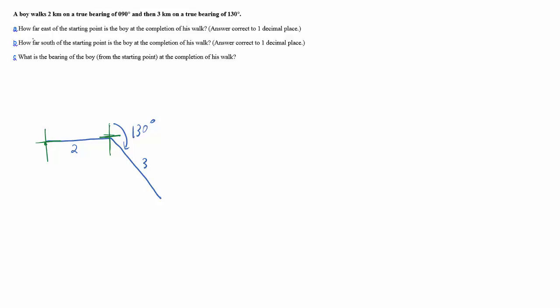Now, part A asks how far east of the starting point is the boy? Well, the boy has gone 2 kilometres, and continuing on that east, the boy has also moved this amount. I'm going to use an x for the amount of east. So the total east is going to be our 2 kilometres plus whatever x is. Now x exists in a right-angled triangle. All we need to know is this angle in here, and then we have the hypotenuse and an angle, and we can find this using sine.